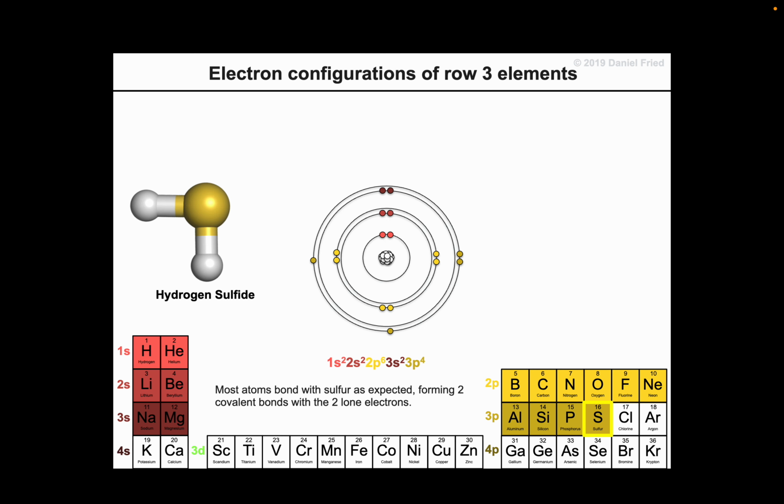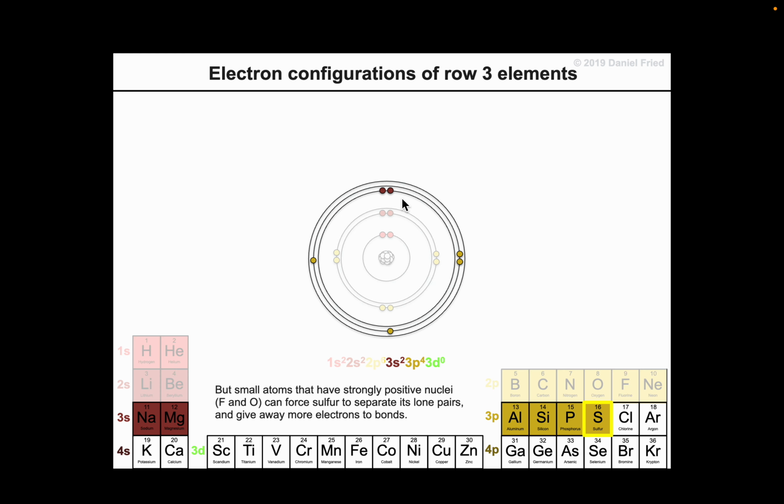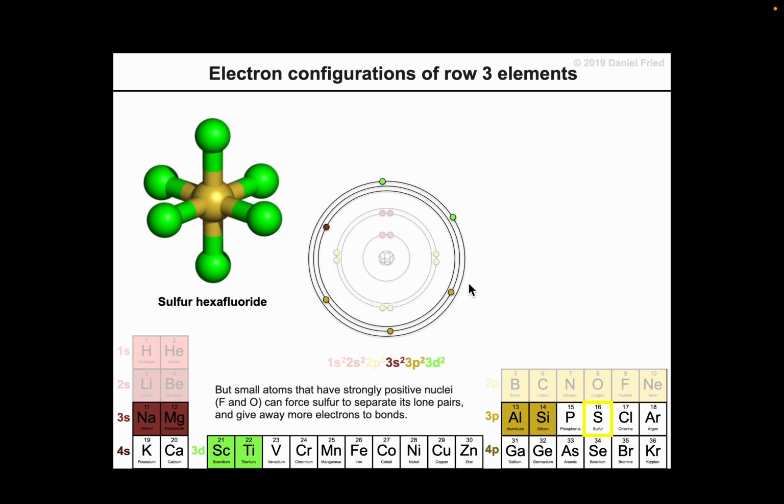Most atoms bond with sulfur as expected, forming 2 covalent bonds with the 2 lone electrons. But, like phosphorus, these electrons get promoted. Now we have 1, 2, 3, 4, 5, 6. They get promoted to the empty 3D. And voila! 6 bonds. Sulfur hexafluoride. Didn't see that coming, huh?